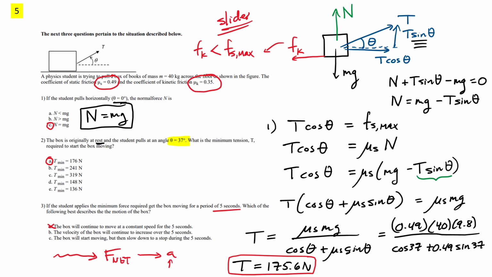It can't be choice A. The velocity of the box will continue to increase over the 5 seconds. Yes. And this choice C just doesn't make any sense. It's going to start to move and slow down. That's way too complicated for me. Choice B is the best answer for this problem. This is a kind of a tough problem.